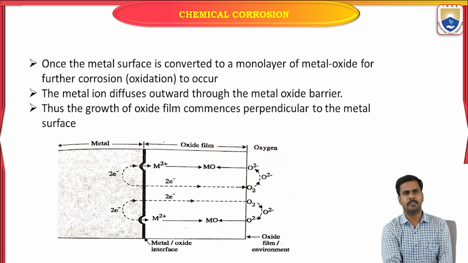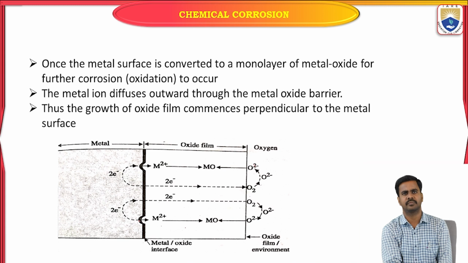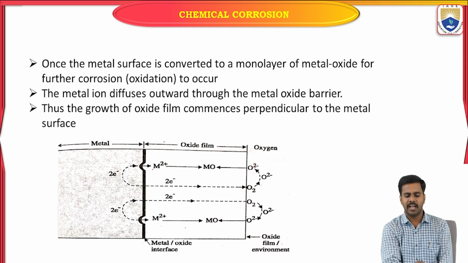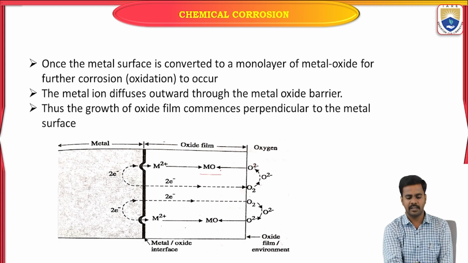So initially metal reacts with oxygen present in the environment. Metal converts into metal ion, and in the second step, oxygen present in the environment converts into oxide ion by taking electrons from the conversion of metal to metal ion. These metal ions and oxide ions diffuse towards each other and form a metal oxide film.